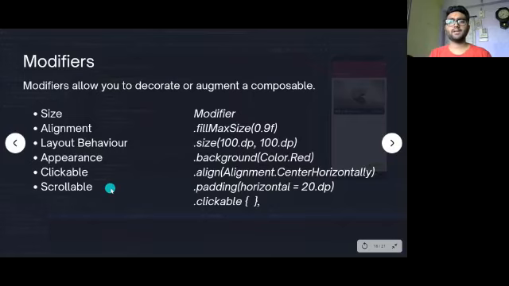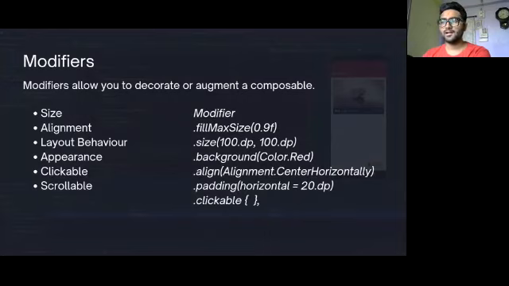If you remember in our past slide, there were column, row, and box layouts. So how can you make a scroll view in Compose? You can do it very easily. You can make a column and define the behavior as scrollable by using a scrollable modifier. That's it. Your view will automatically become scrollable. So these were the modifiers. Till now, if anyone has any doubt, let's see.